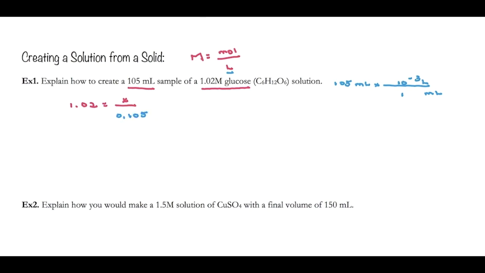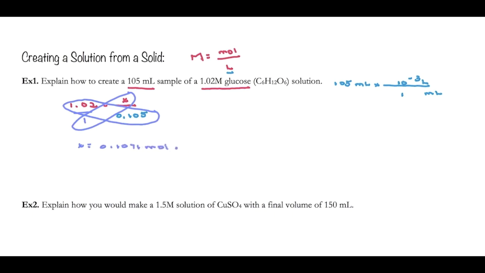Okay, and then in order to calculate my moles, what I'm going to have to do is cross multiply. So I'm going to put 1.02 over 1, and then I'm going to cross multiply. So that tells me that my x, which is my number of moles, is 1.02 times 0.105. And what I get, unrounded, is 0.1071 moles. Okay, that's great.